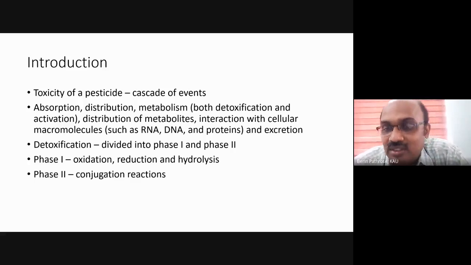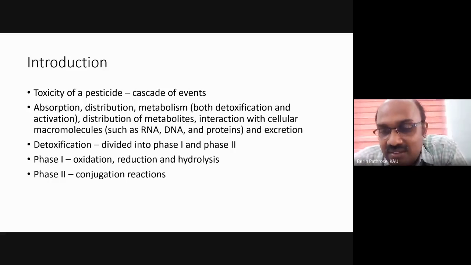Once it is absorbed, it has to be distributed throughout the insect body. And once the distribution is completed, it will undergo metabolism. As I told you earlier, this metabolism can be either activation or detoxification. That's the first thing I told you regarding this class. So it undergoes a cascade of events. First is absorption of the pesticide into the insect body, then second is distribution, third is metabolism.